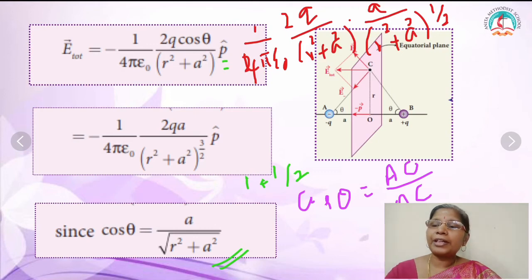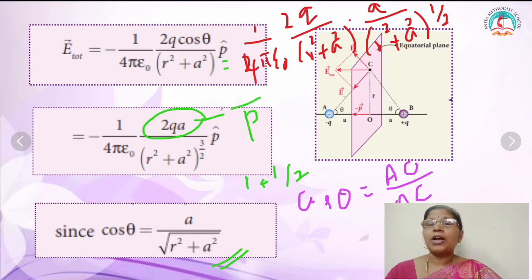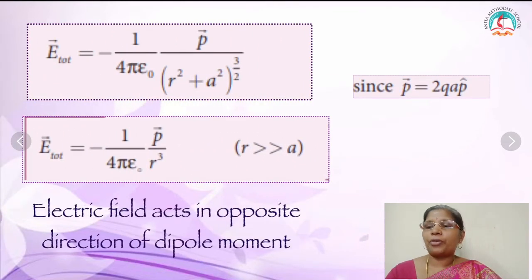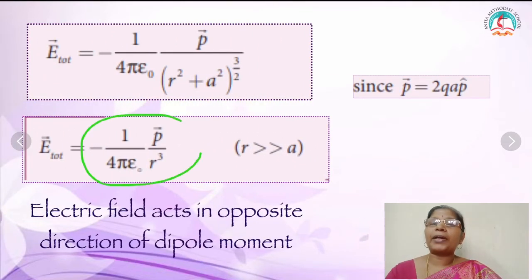So on the equatorial line, the electric field value is equal to 1 divided by 4 pi epsilon 0, 2qa divided by r square plus a square power 3 by 2, and p cap is a unit vector. You know that 2qa into p vector value is what? It is the dipole moment p. So the next step I am going to replace that. So E total value is equal to 1 by 4 pi epsilon 0, p vector dipole moment divided by 4 pi epsilon 0 r power 3.